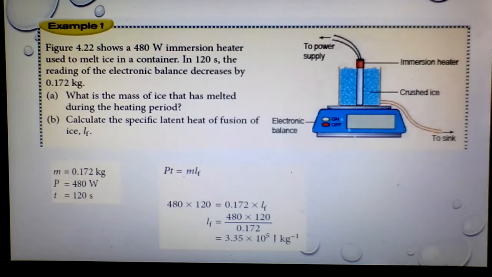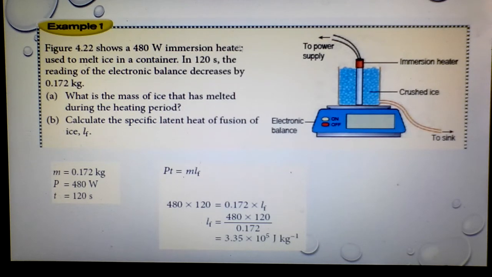Okay. So we have the calculation problem. Let's look at example 1. Figure 4.22 shows a 480 watt immersion heater used to melt ice in a container in 120 seconds. The reading of the electronic balance decreases by 0.172 kilogram. A. What is the mass of ice that has melted during the heating period? B. Calculate the specific latent heat of fusion of ice.